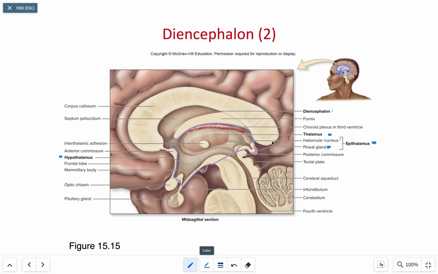The habenular nucleus, which is also located slightly superior and posterior, is important for relaying signals from the limbic system to the mesencephalon, and this is the area where we contribute emotional responses to odors.